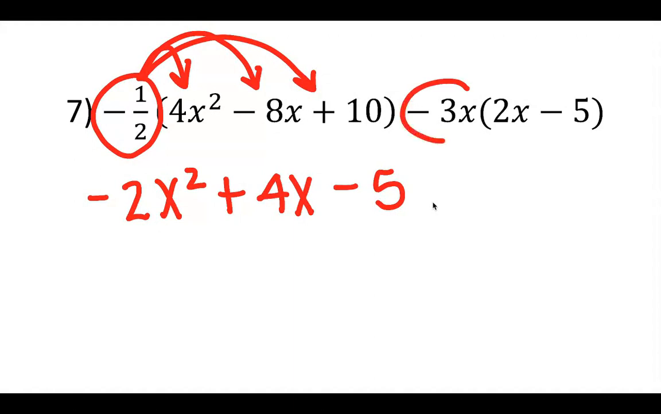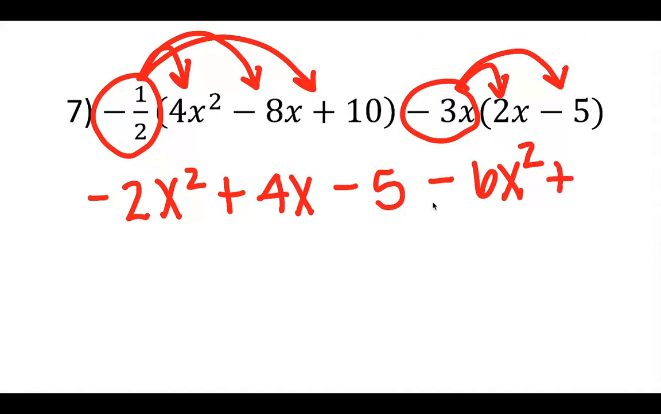Same thing over here. Got to take this negative 3x and multiply it by everything inside. Well, again, multiplying monomials, multiply the numbers. Negative 3 times positive 2 is negative 6. Then I keep the base of x, and the power is 1 plus 1, which is 2. So negative 6x squared. And then negative 3x times negative 5 would be positive 15x.